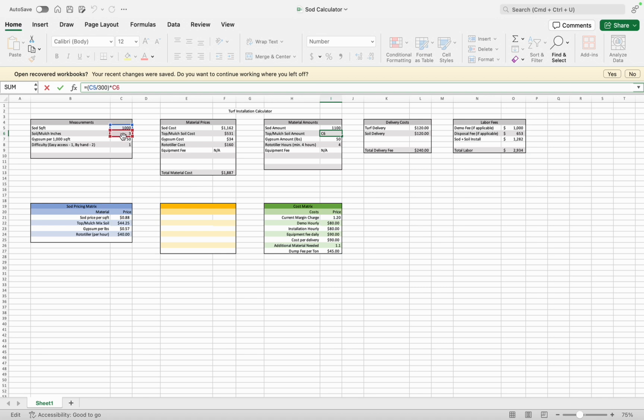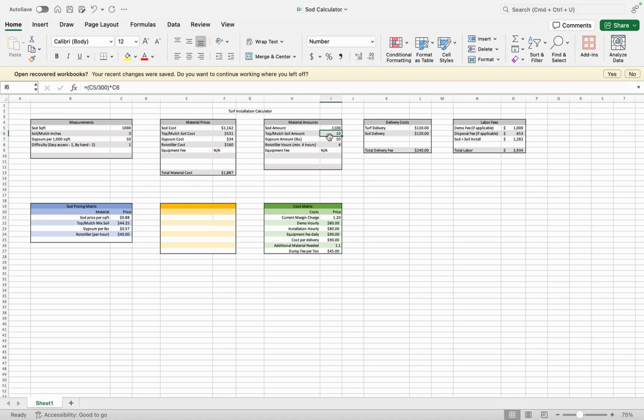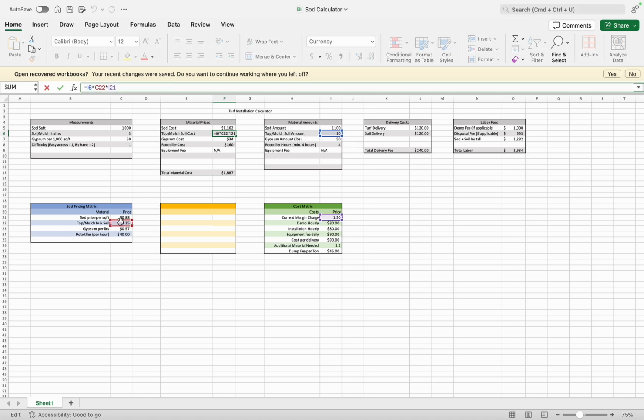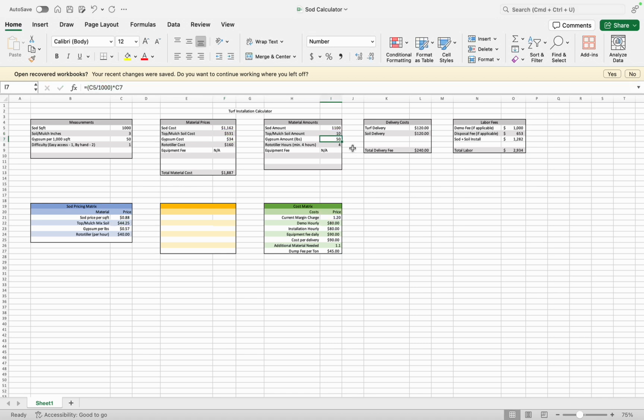And then we multiply that by the amount of inches we need. That's 3 inches. And then this is just multiplying the price, our margin increase, times the amount we need. All right, good stuff. Gypsum amount, 50 pounds per thousand. Boom, look at that, 50 pounds per thousand. You can see the cost, gypsum, 34 bucks.